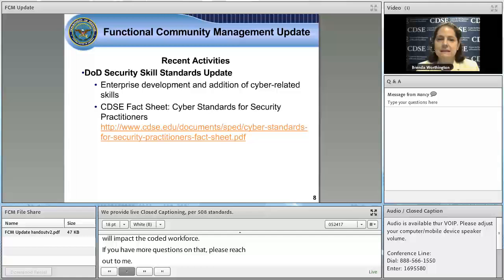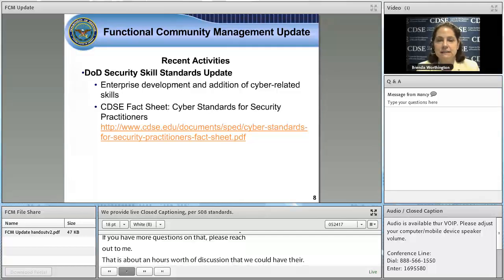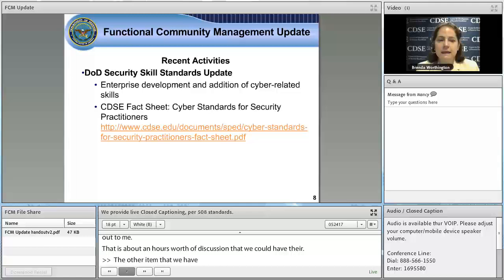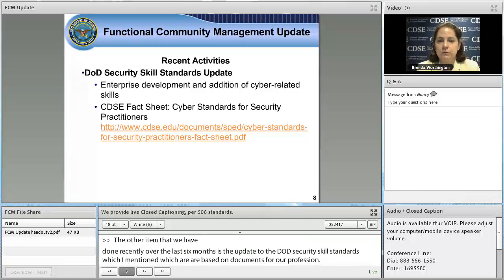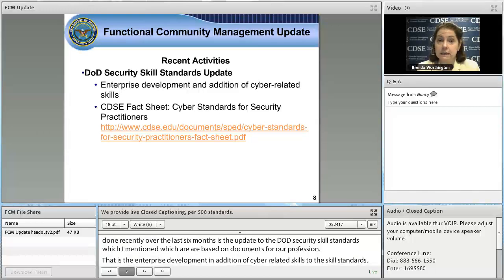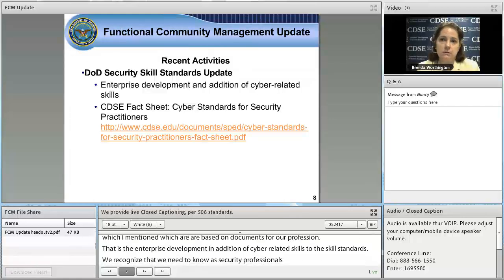The other item that we've done recently over the last 6 months is the update to the DoD Security Skills Standards, which I mentioned, which is our baseline document for our profession. And that is the enterprise development and addition of cyber-related skills to the skills standards. So we recognize, and all of us recognize, that we need to know as security professionals, based on today's threat, how to deal with, at least who to talk to when it comes to cyber-related events, or cyber-related preparation, mitigation, and reaction, if you will.